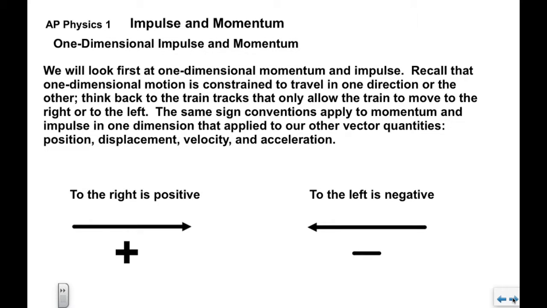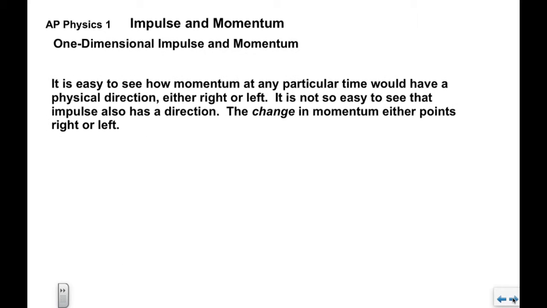The same sign conventions apply to momentum and impulse in one dimension that apply to the other vector quantities that you're familiar with, position and displacement and velocity. The sign convention is to the right is positive and to the left is negative. It's easy to see how the momentum at any particular time would have a physical direction to the right or to the left. Of course, that direction is associated with the velocity of the object at that time.